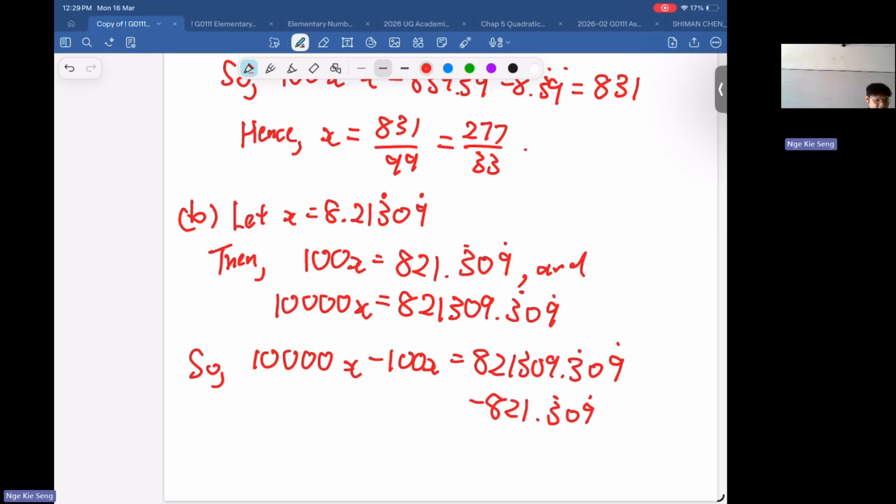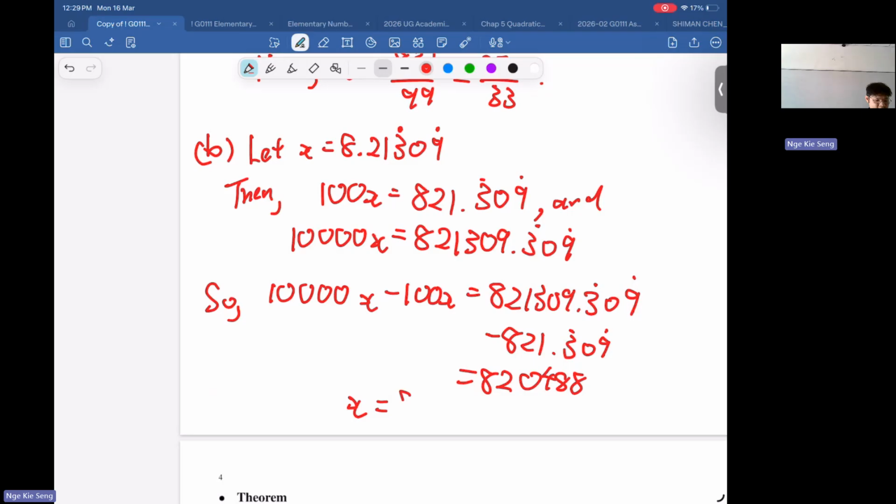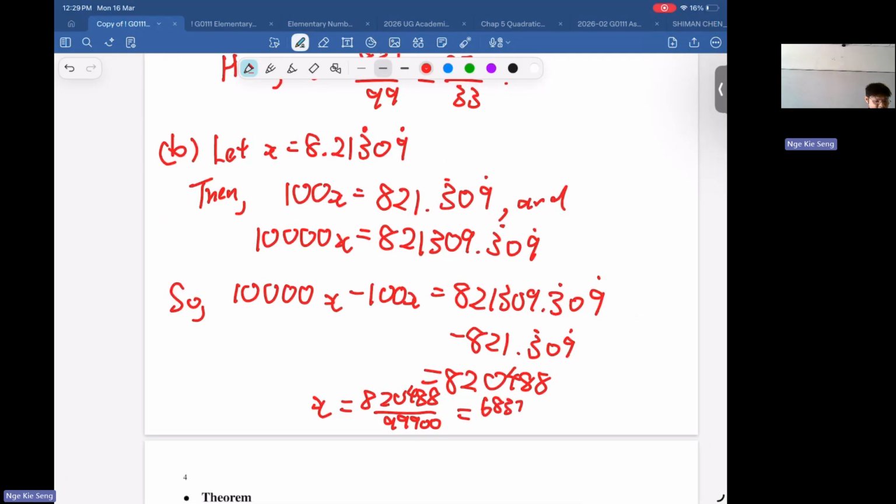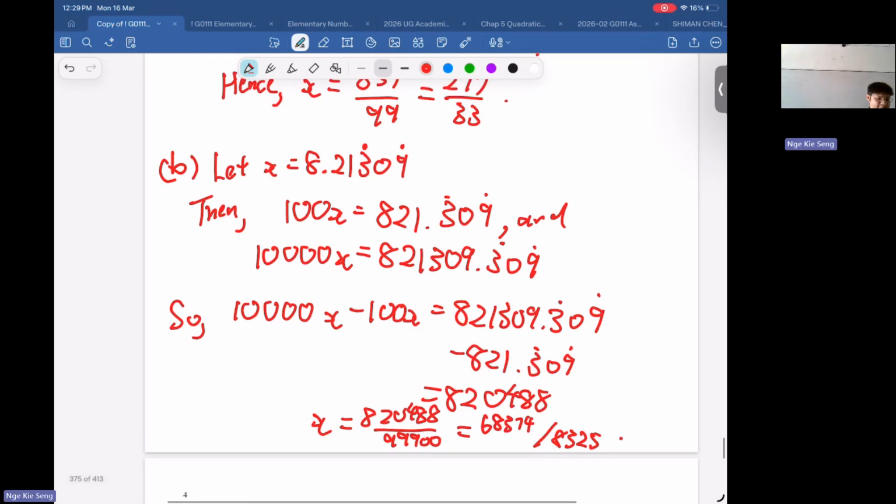In this case, I get 820488 over 999000. If you simplify it, you'll get 68374 over 8325. Oh, one more 0, yeah, thank you. So this one, like that. Is it enough? Okay.